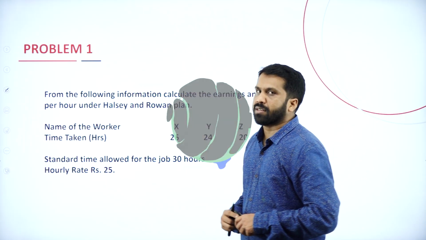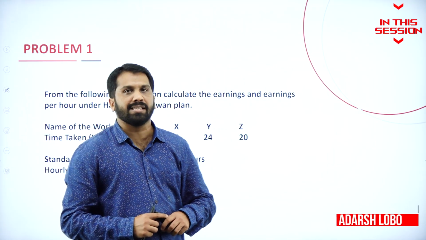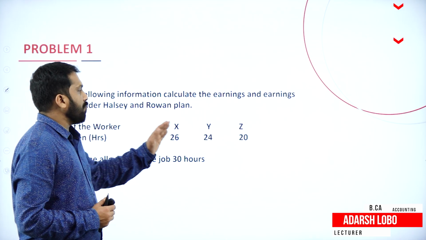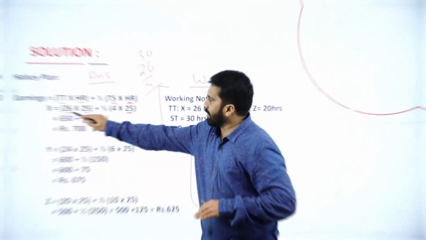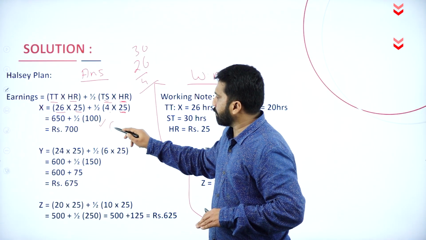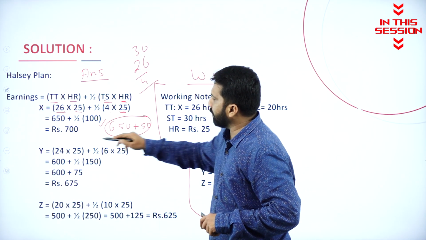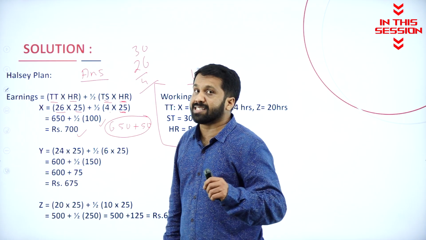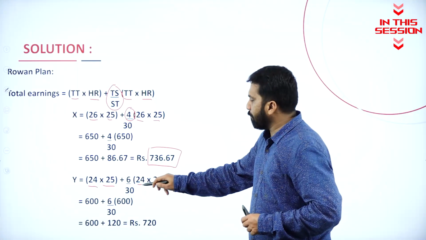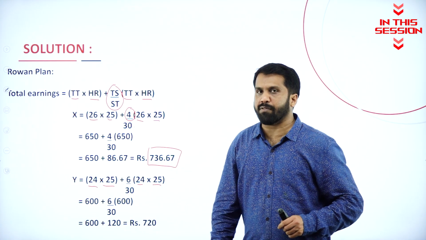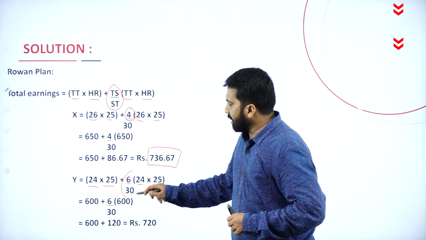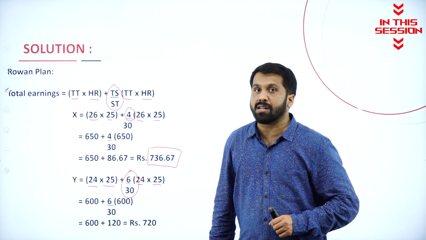What are the names of the workers? The names of the workers are X, Y as well as Z. 26 into 25, it is 650, and plus 50, how much will he be given? He will be given 700. 24 multiplied with 25. So how much is it? 6 divided by 30.